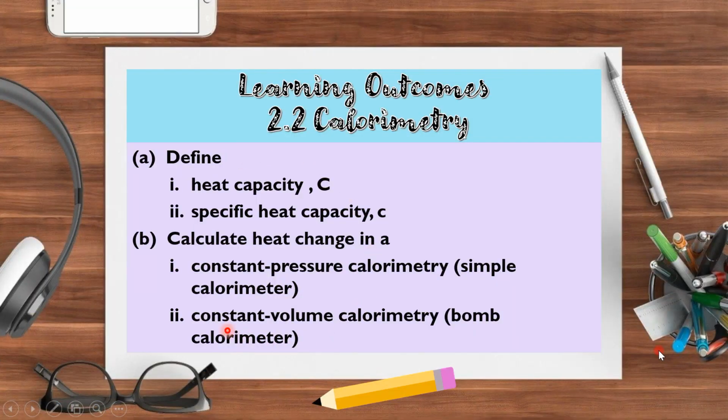Okay, here is what you are going to learn under topic 2.2 calorimetry. First, define what is heat capacity and specific heat capacity. Then calculate the heat change in a constant pressure calorimetry, the simple calorimeter, and constant volume calorimetry, the bomb calorimeter.